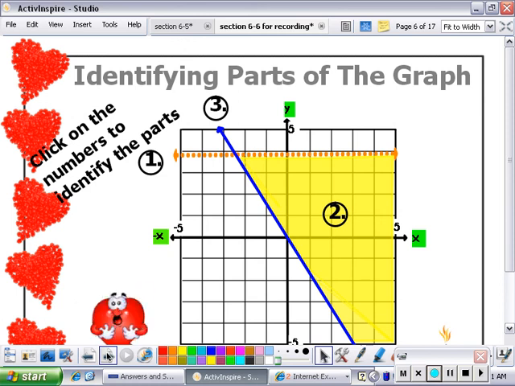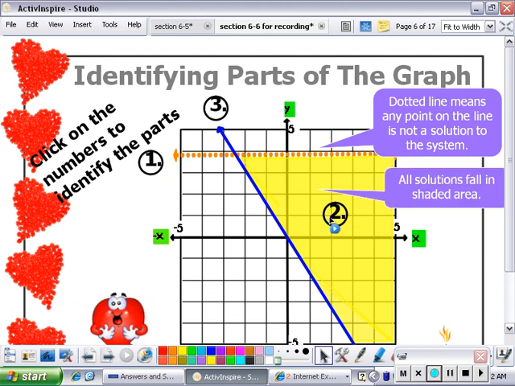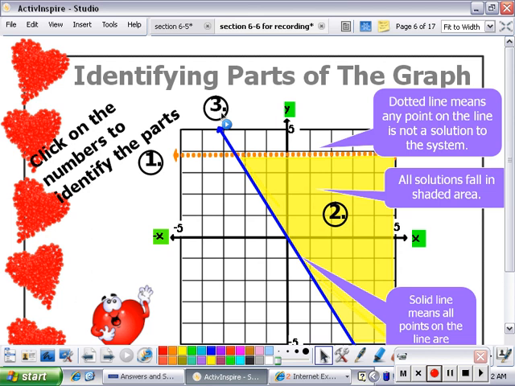Here they've graphed a system for us. You'll notice that there are 3 parts to the system. In this part here, the dotted line means that any point on the line is not going to be a solution to our system. This region here is the region where all of the solutions are, because that's the shaded area where they overlapped. And the third thing is the solid line means that those points on the line are solutions to our system.